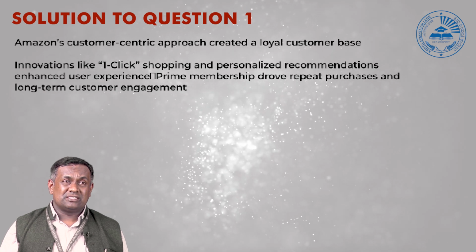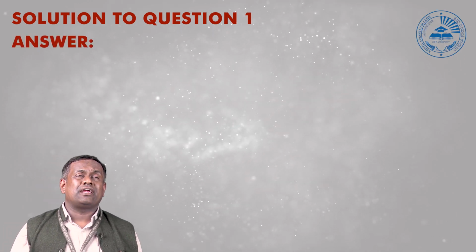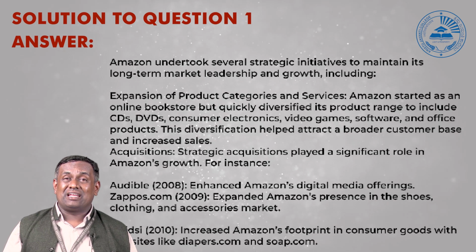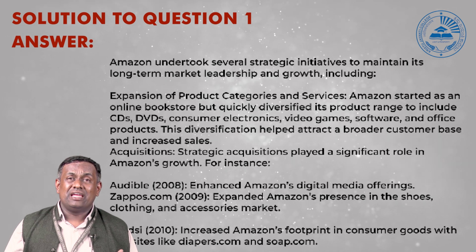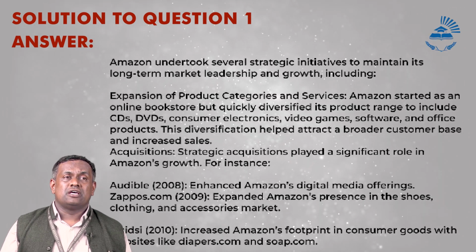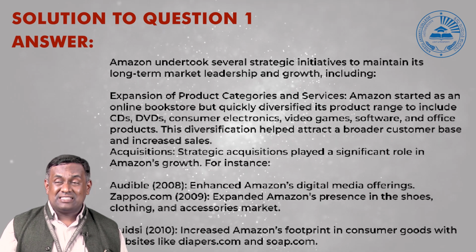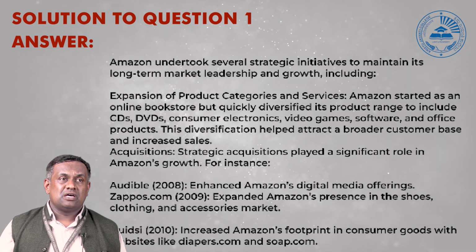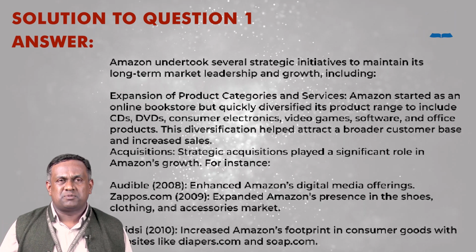Amazon undertook several strategic initiatives to maintain its long-term market leadership and growth, including expansion of product categories. It has not limited itself only to books, which was the primary business of Amazon. It expanded beyond books into categories such as CDs, DVDs, consumer electronics, video games, software, and office products. I think it could also be in terms of Amazon Web Services.